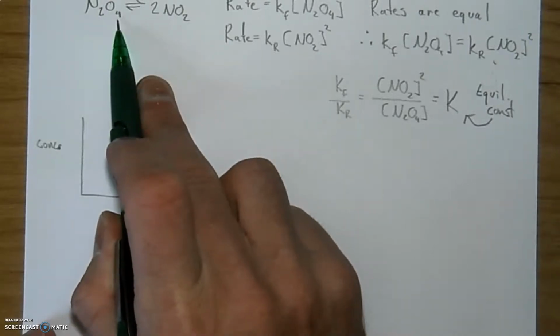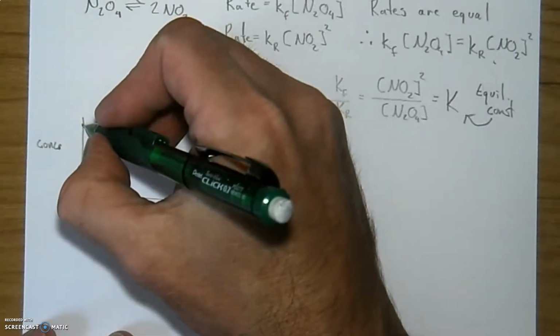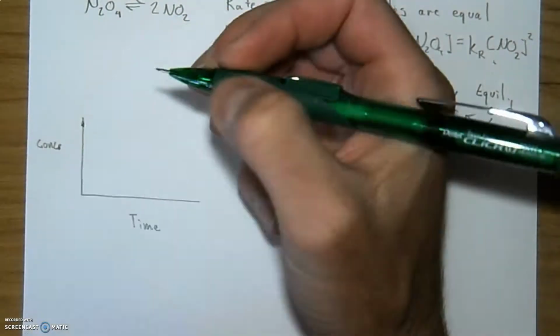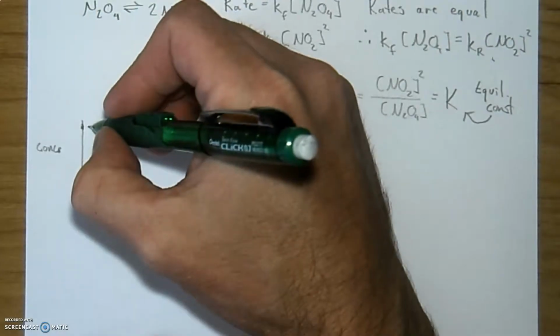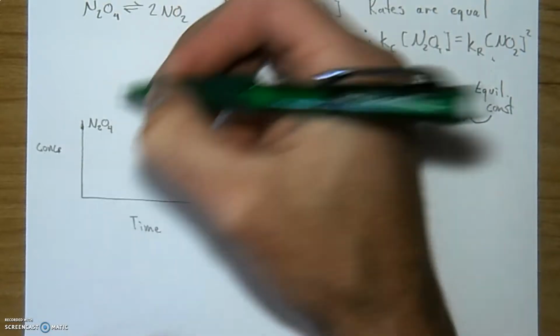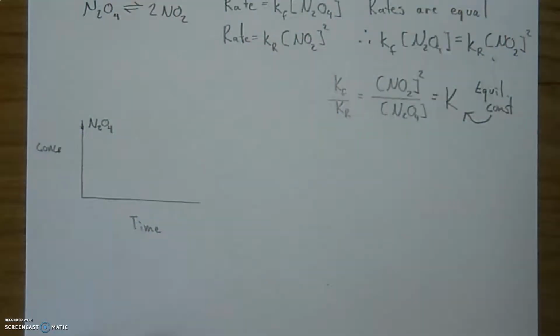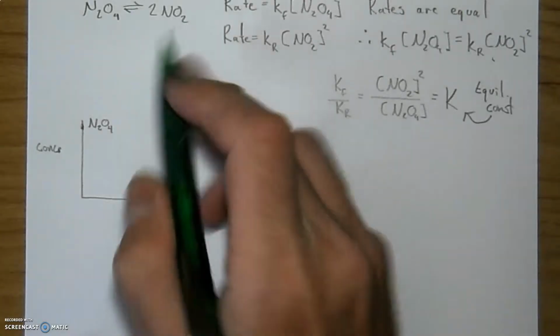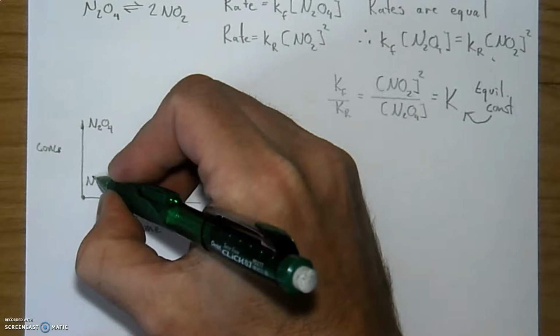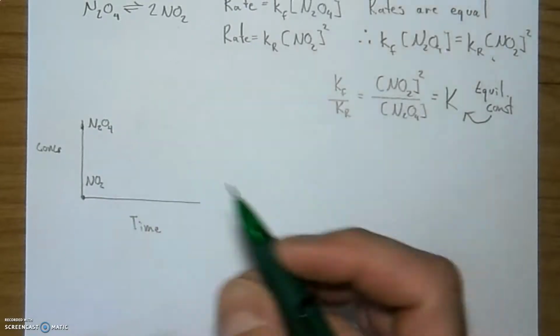So if that's the only thing that we have in the container initially, I'm going to make a point up here, whatever the value this is. I got 100% of that. And I will put N2O4 for initial amount. And as far as the product, initially, I don't have any. And I'll write that over here. NO2. So I don't have any to begin with.